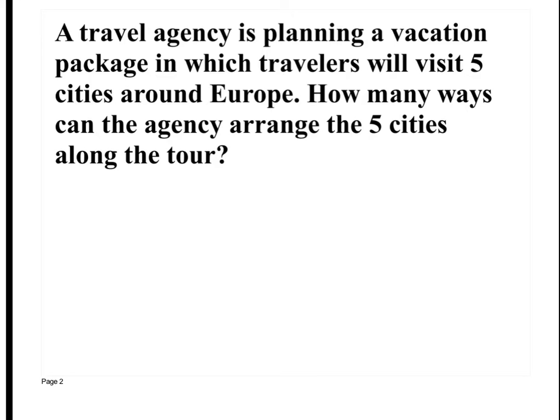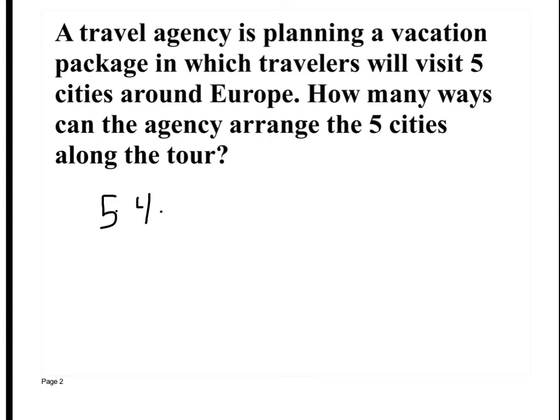So let's think about it. There's 5 cities to pick from, right? So the first stop, I have 5 cities to pick from. How many cities do I have to pick from at the next stop? 5 or 4? 4. Why would you go back to the first city? Right? So I multiply 5 times 4.